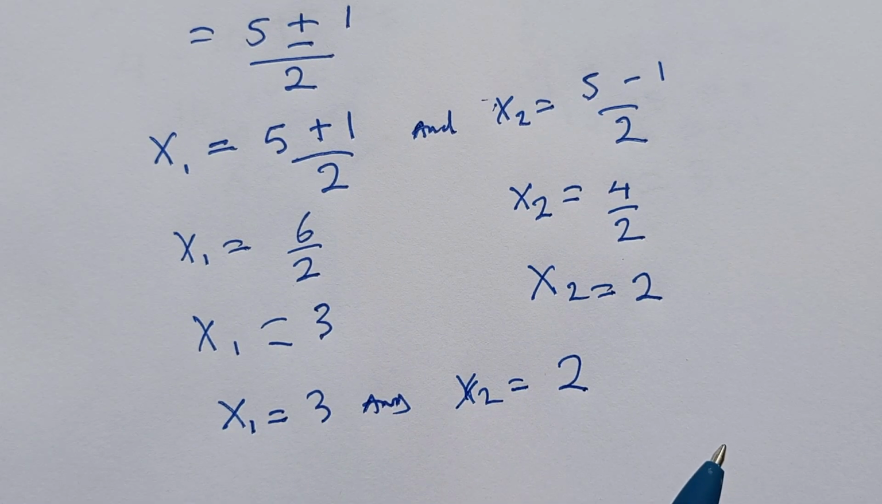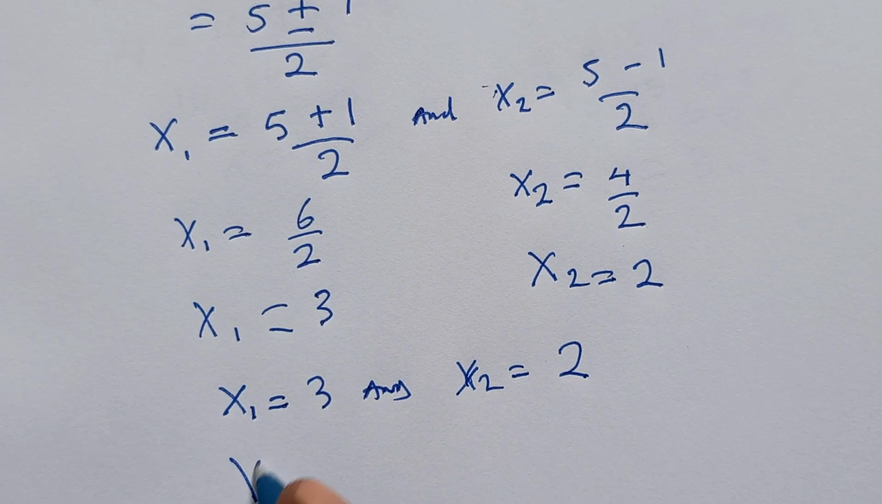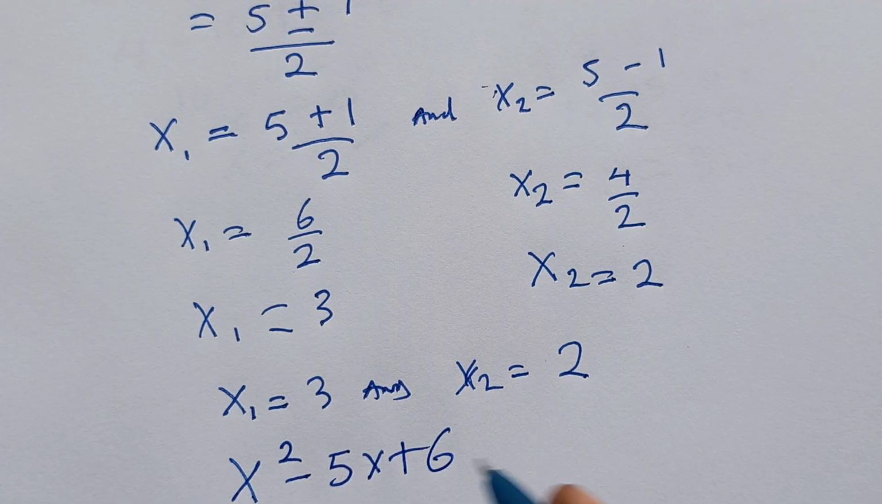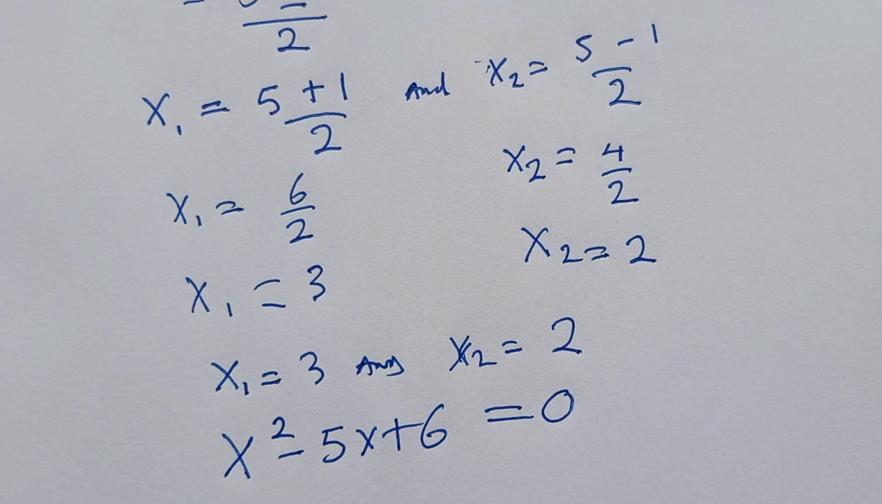So this is what we have for this particular equation: x squared minus 5x plus 6 equals 0. The x values that satisfy this equation are x as 3 and x as 2. So we've checked how to use both the factorization method and also the formula method.